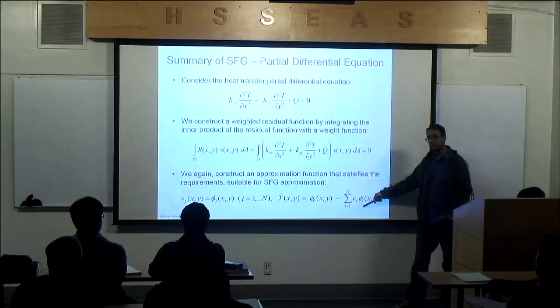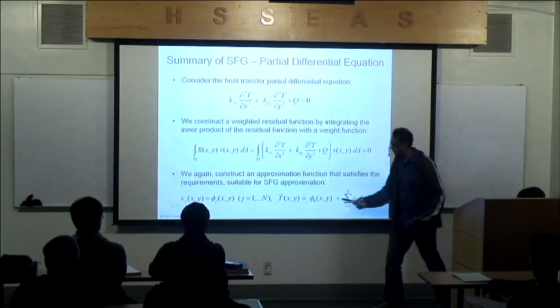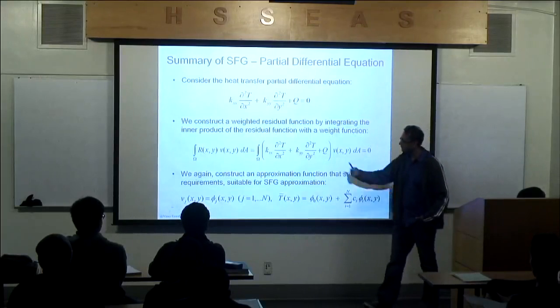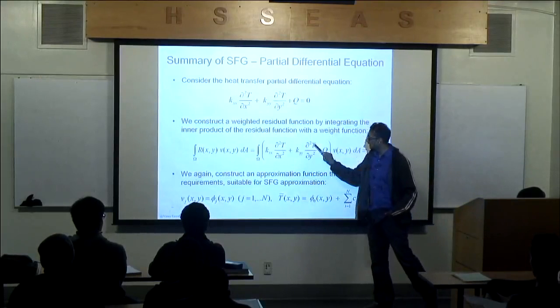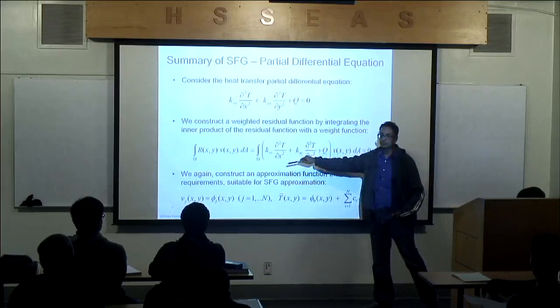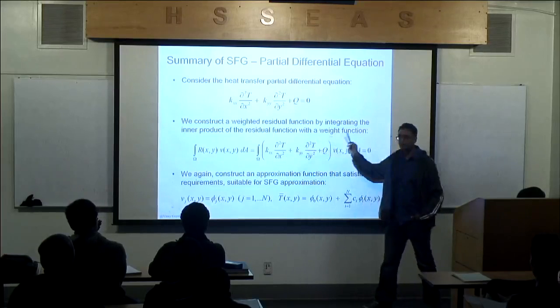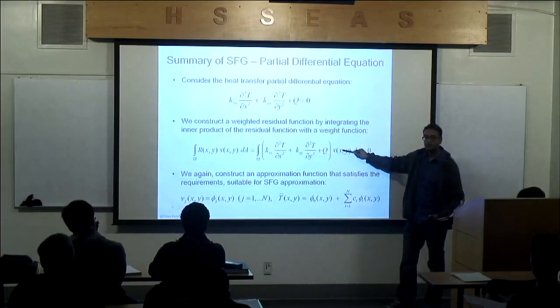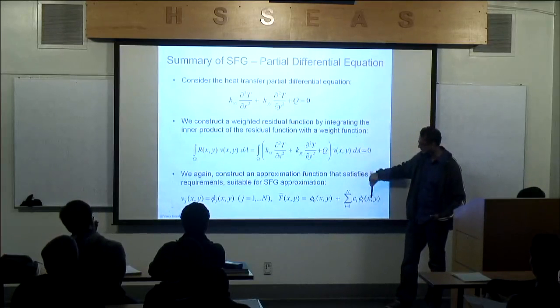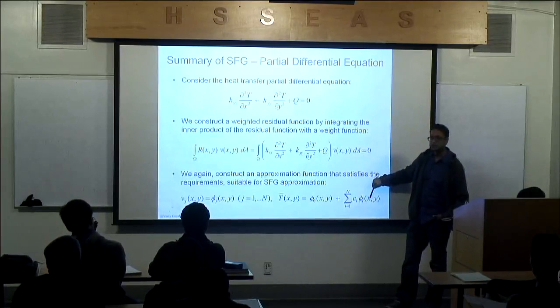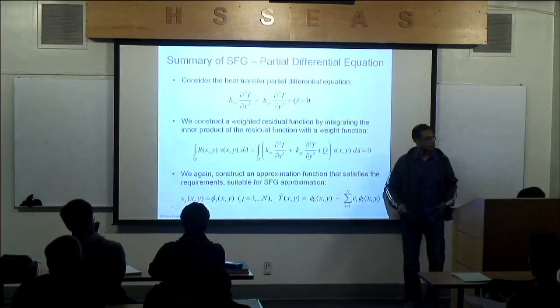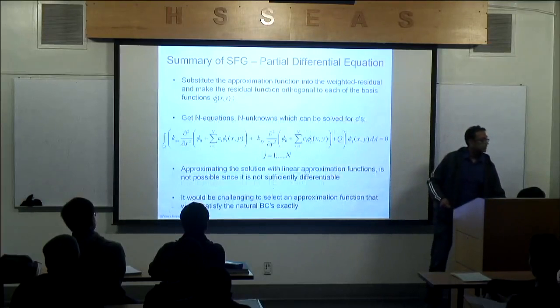Maybe I will have a polynomial, sine, cosine function, and I'll substitute this approximated temperature field into the weighted residual. Then I'll take this weighted residual function and make it orthogonal to each of the weight functions which have been selected to be the basis functions. If I do that, now I'll have n equations, n unknowns. Okay? But in this example, we do have another issue.